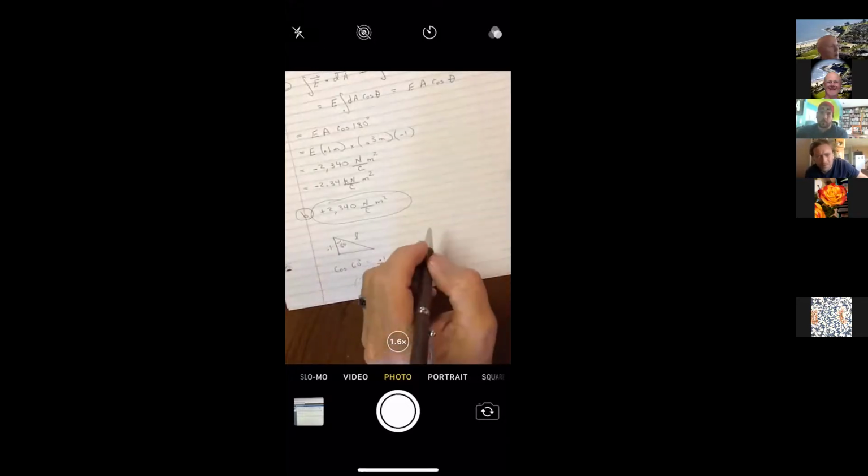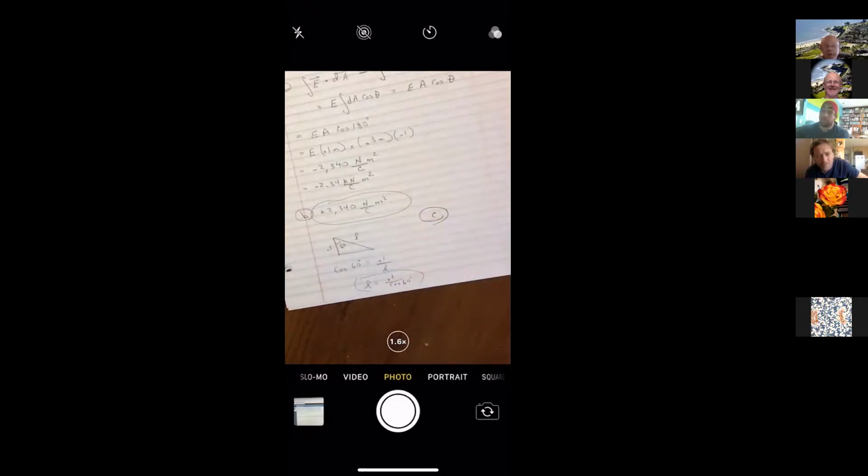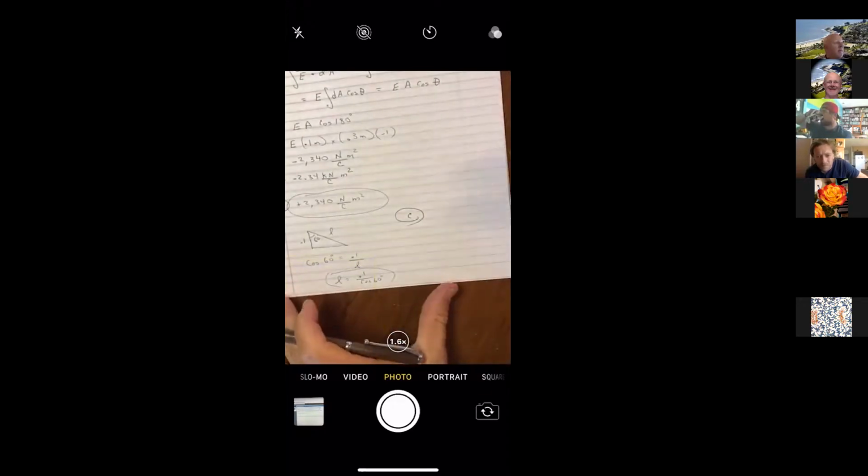Yeah, and watch C. Nobody's asked about C, but I'm going to do it anyway. C, let's see how they word it. C says the entire surface of the box.